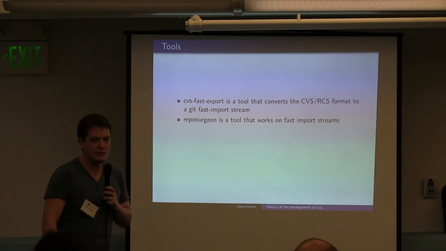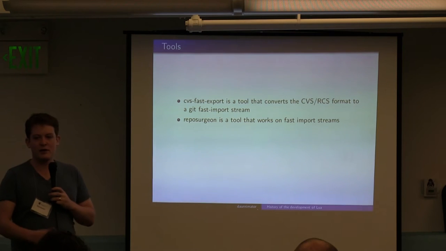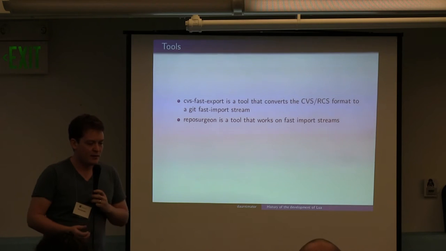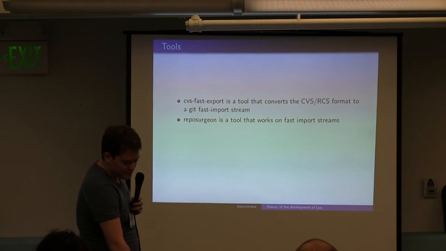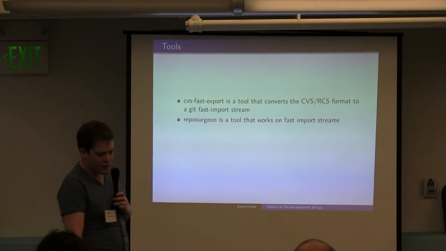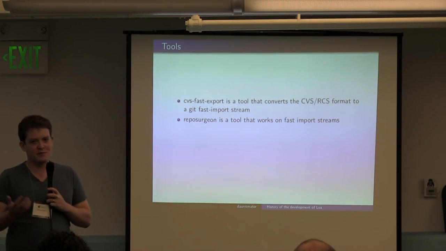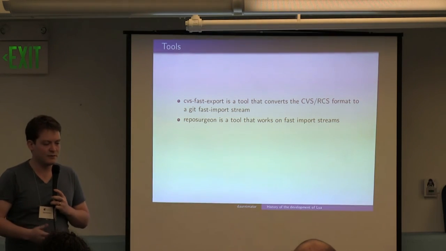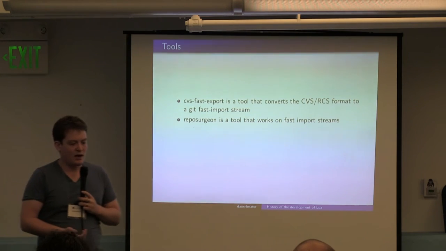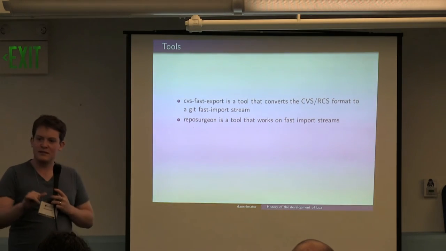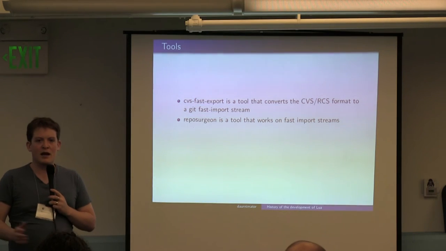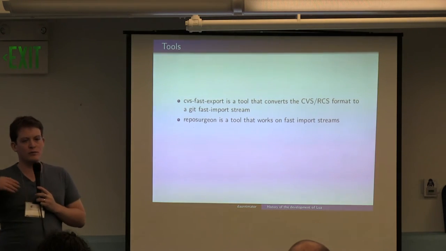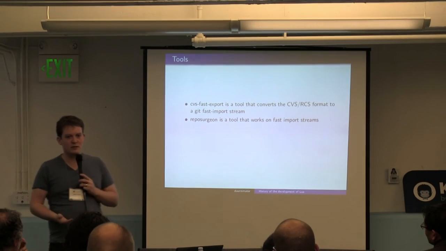RepoSurgeon is a tool that works on fast-import streams, manipulates them in various ways, and you can sort of strip out commits, add them in, do all sorts of little things to the fast-import stream. Now, what is a Git fast-import stream? If you don't know, there's a command in Git, git fast-import. You pipe it a long list of objects that include blobs, commits, various bits, and it turns them into a Git repository. It's literally made so that tools originally converting from Subversion and such could relatively fast be turned into Git repositories.